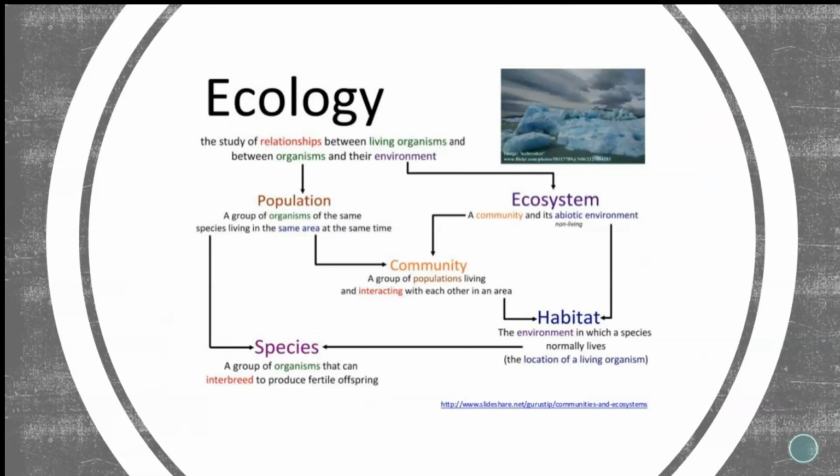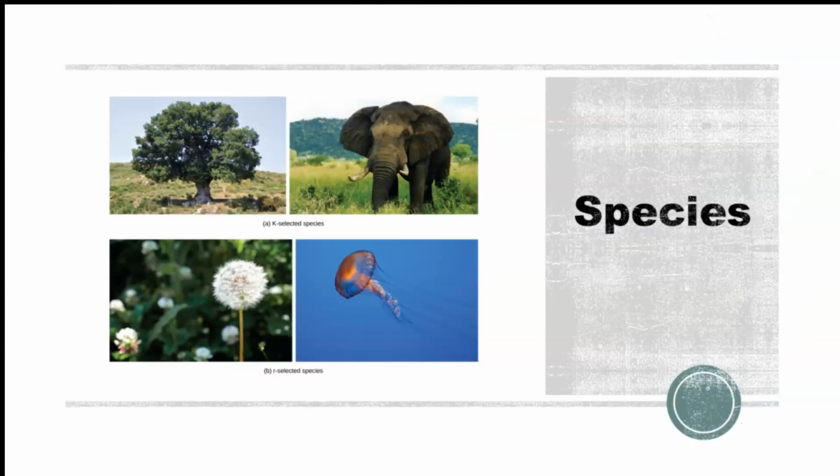When we study ecology, we are looking at the study of the relationships between living organisms and their environment, and between the organisms within that environment. So we're looking at populations, the ecosystem, communities, species, and habitats. It's really important that you have an understanding of these terms. We're going to start off looking at species.